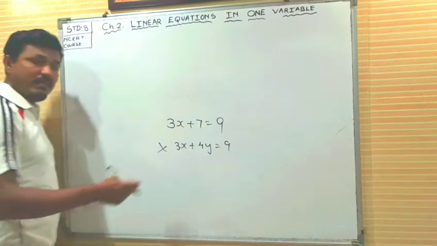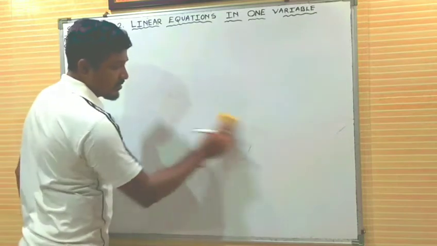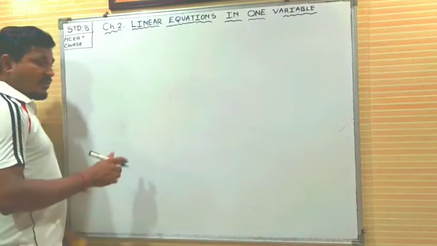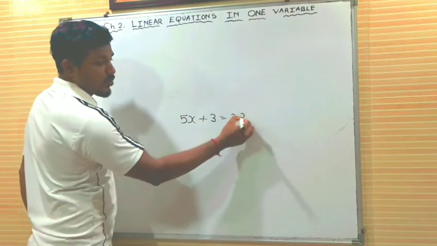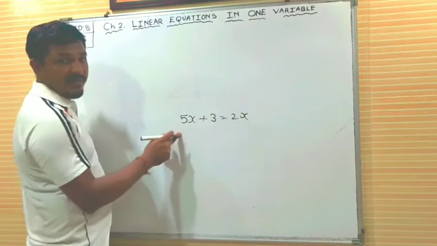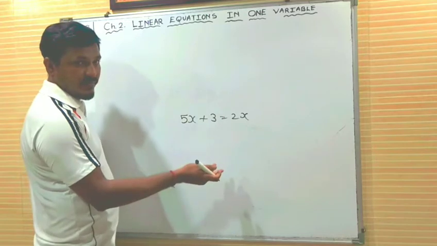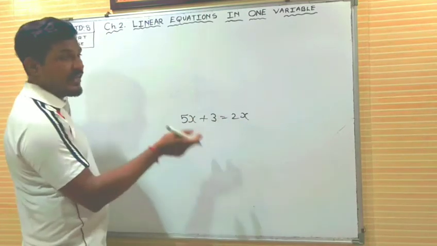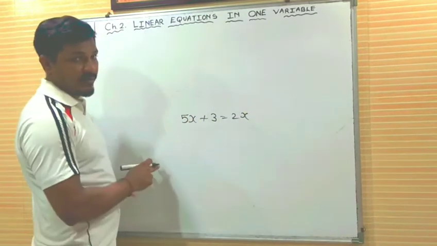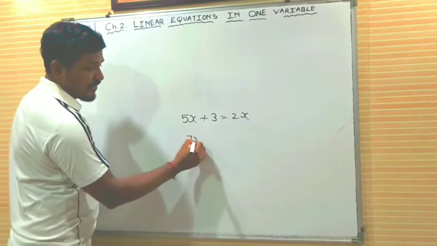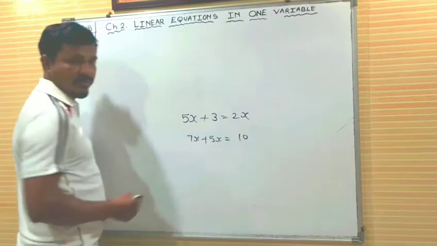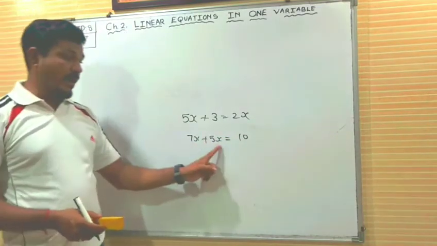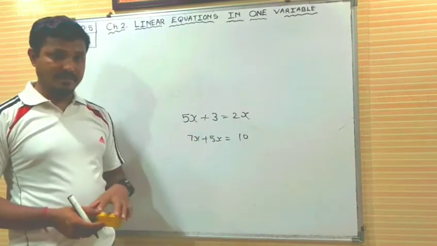Any alphabetical letter you can take, but you can take 5x plus 3 equals 2x. The same variable can be repeated twice or thrice, but different variables you cannot take in a linear equation in one variable. Or you can take 7x plus 5y equals 10, which is two variables. One variable, and the power should be 1. Okay?